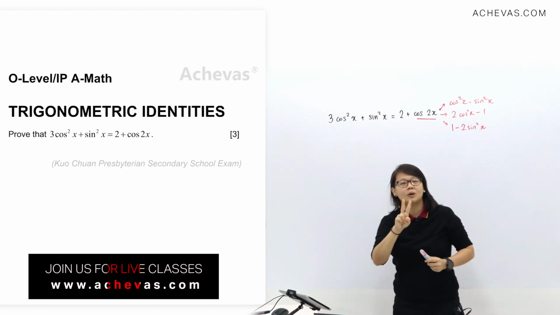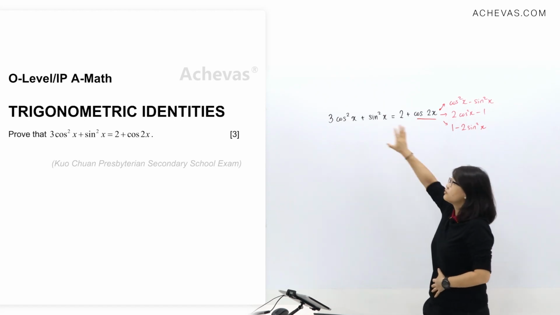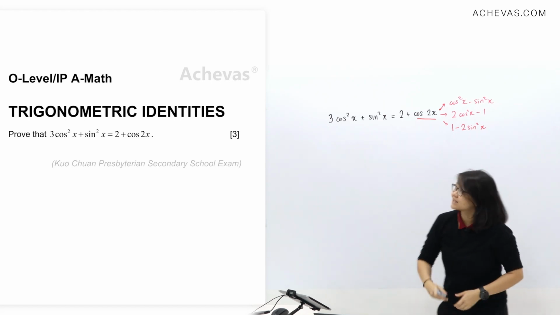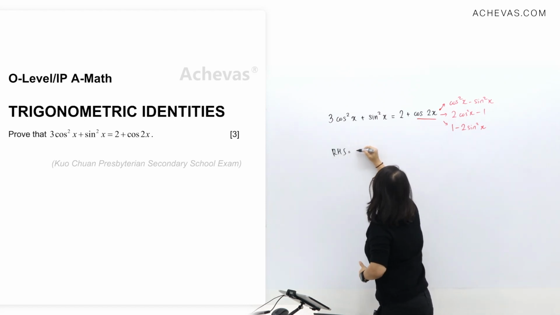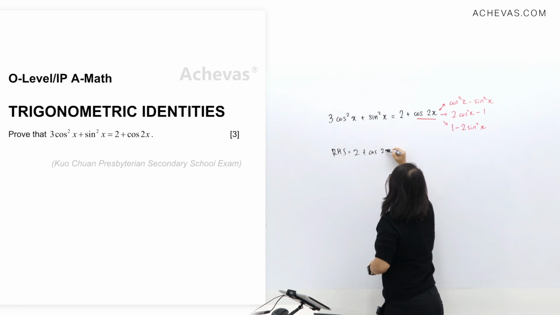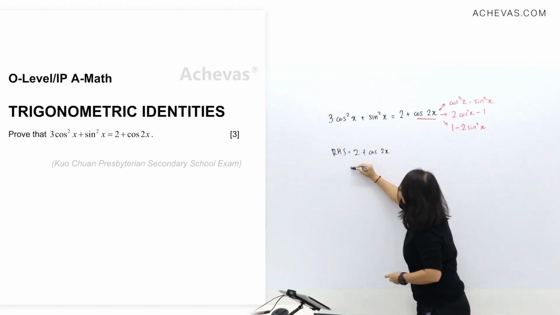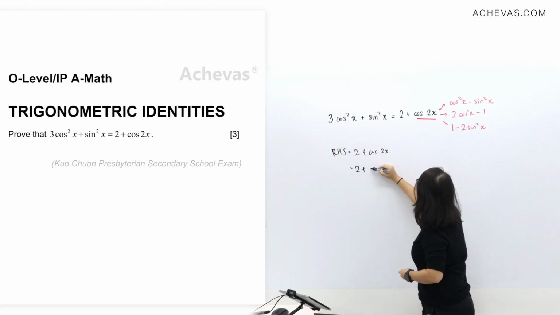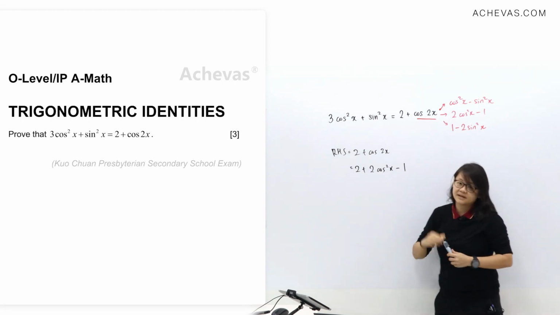I'm going to show you 2 options here, that no matter what method you use, you will still get to prove it to the left-hand side. Now, let's start with my first option. Right-hand side equals 2 plus cos 2x. I'm going to first pick the second one. So I'm going to change cos 2x to 2 cos square x minus 1.